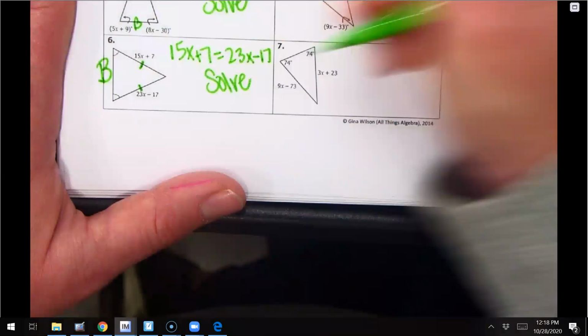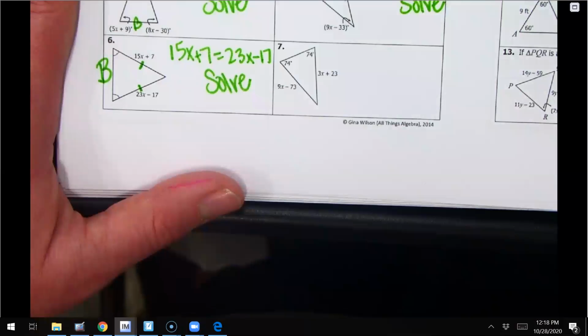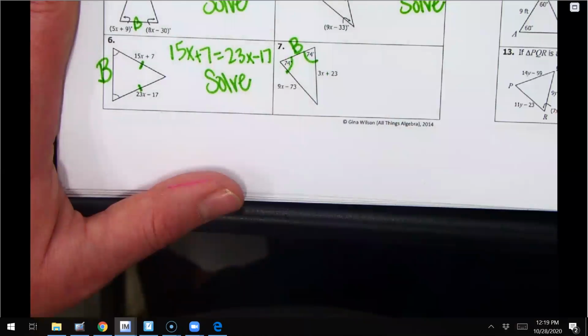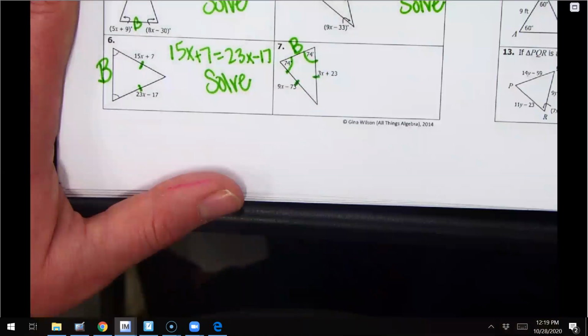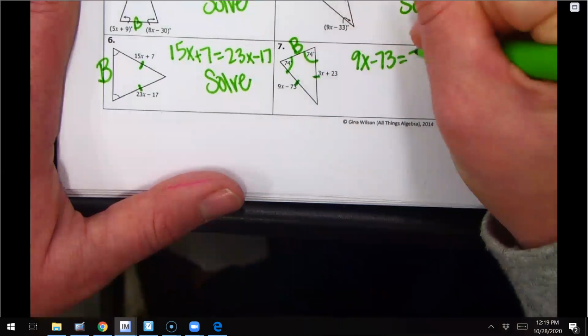Number 7. Is it different? These are your base angles, which means this down here is my base. So that means these two are equal to each other. They're congruent, so you set those two equal to each other and solve.